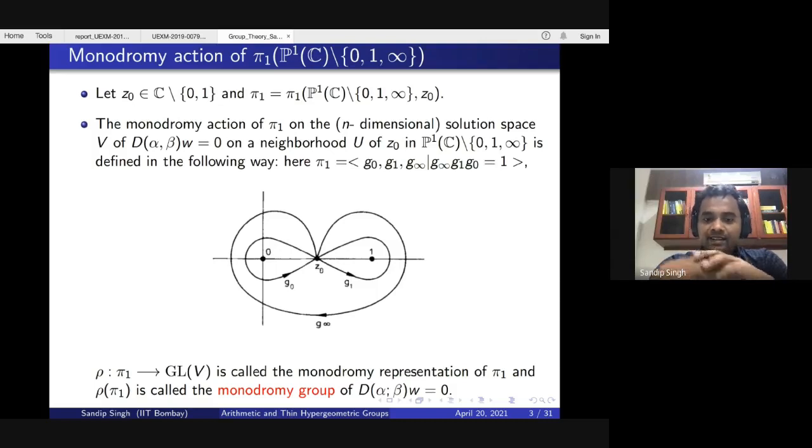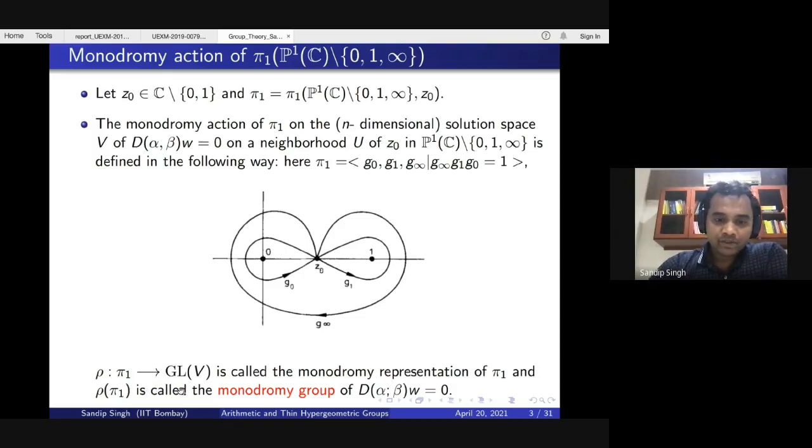So that way, corresponding to G naught, we get an n cross n matrix, right? And similarly, corresponding to G1, we get a matrix in GL_n(C), or you can say GL(V). And similarly, corresponding to G infinity, we also get an element of GL(V). Of course, when we fix a basis, we can realize that linear operator of V as an n cross n matrix. So this is how the action of pi 1 on the solution space is defined. So we actually have a representation of pi 1 inside GL(V).